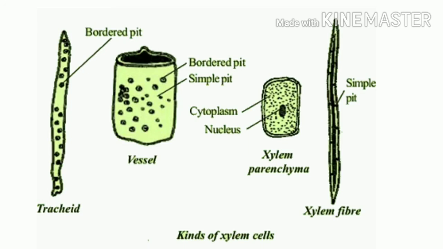Now first of all, tracheids. Tracheids are tube-like cells with thick and lignified walls and tapering ends, that is the ends are pointed. These are dead and without protoplasm. The inner layer of the cells have thickenings which can vary. In flowering plants, tracheids and vessels are the main water transporting elements.